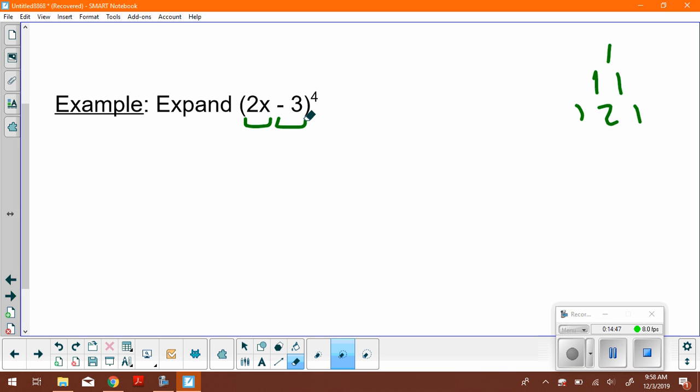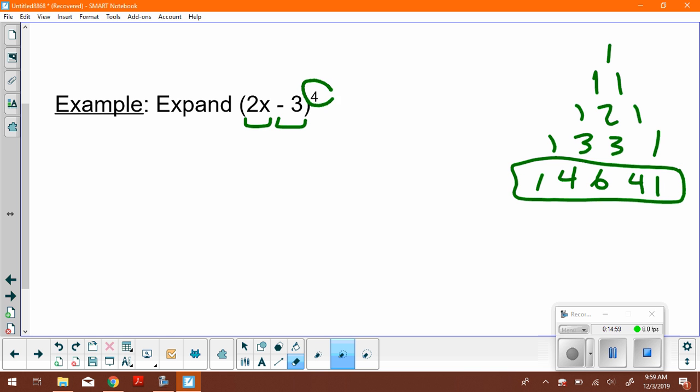My exponent is 4, so that means I need the row of Pascal's triangle that has a 4 in it. So I'll keep writing out the rows. 1, 3, 3, 1, 1, 4, 6, 4, 1. So this is the row that I need because it is degree 4. Now we'll start writing out what the expansion looks like. My first coefficient is a 1 from Pascal's triangle. My next term is 2x, all to the power 4. My third thing is negative 3, and that's to the power 0.